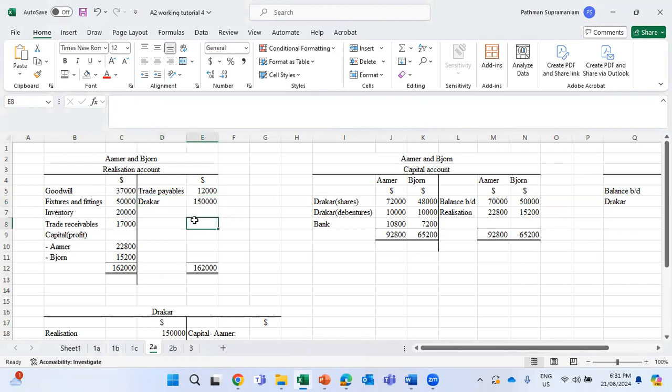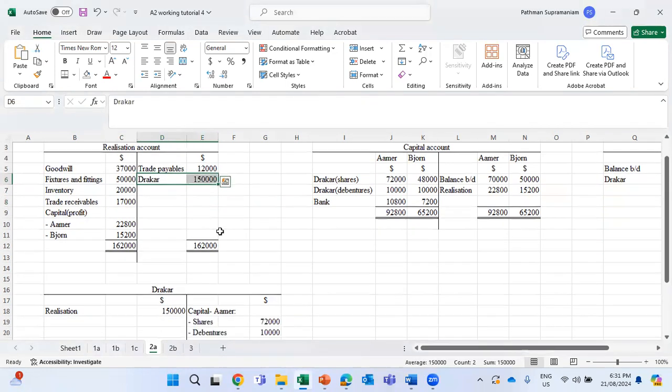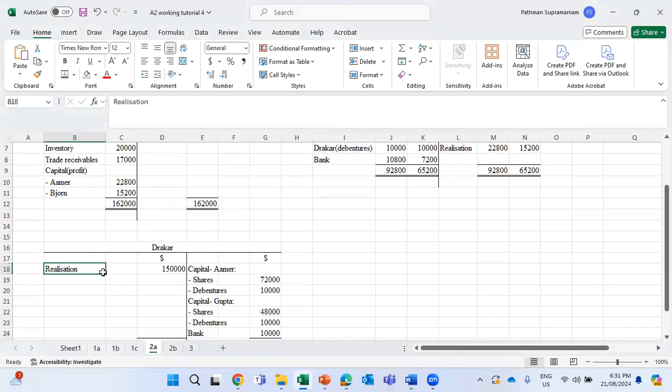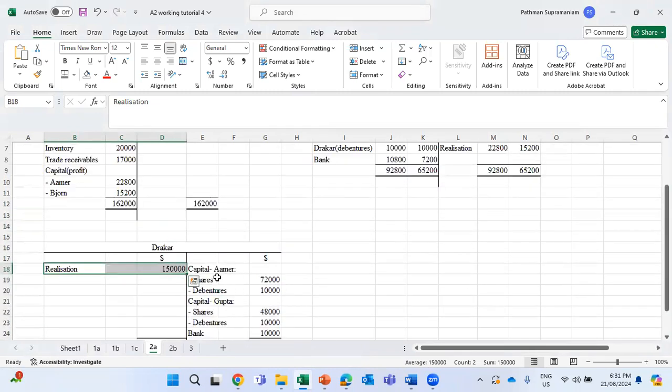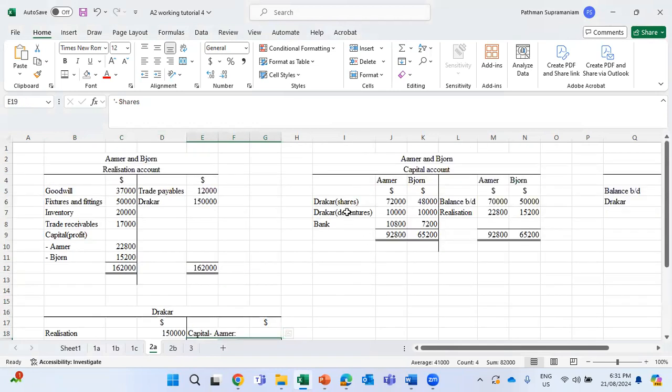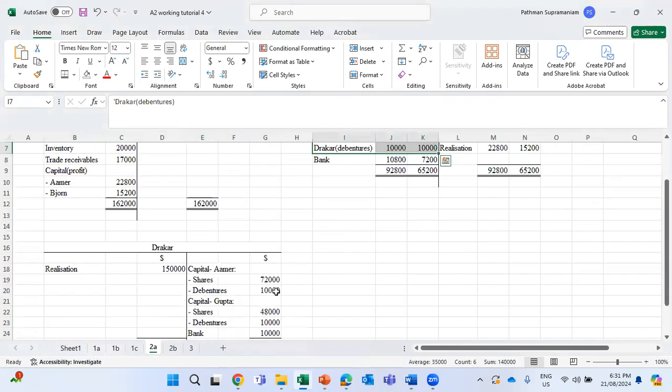The double entry in the seller's books to record the sale of business is you credit the realization account and you debit the buyer's account in the books of the seller. Then you need to credit the buyer's account and debit the capital account. This section tells you how the buyer pays. Okay, let's see how to get these figures.